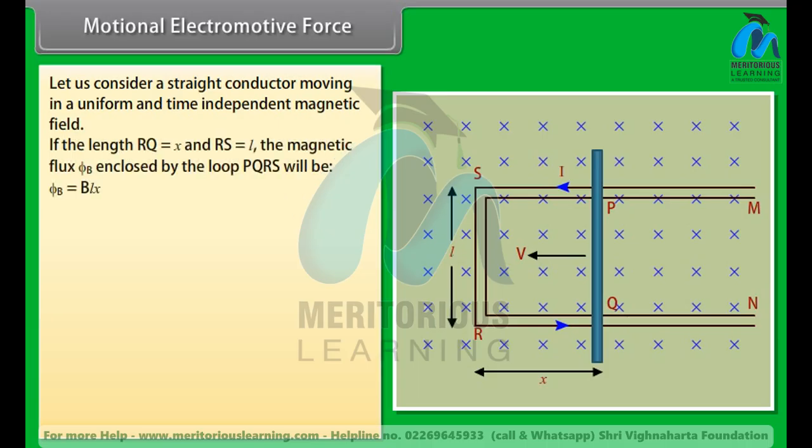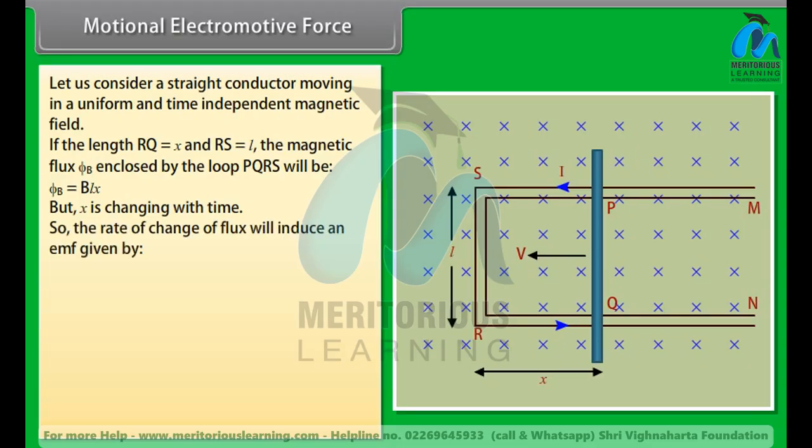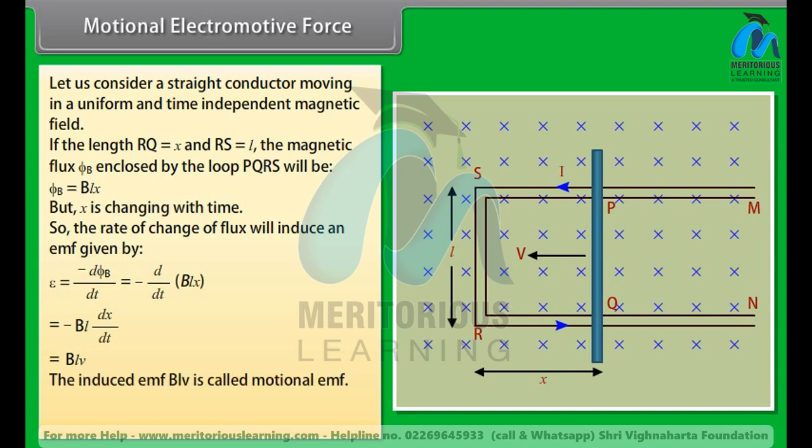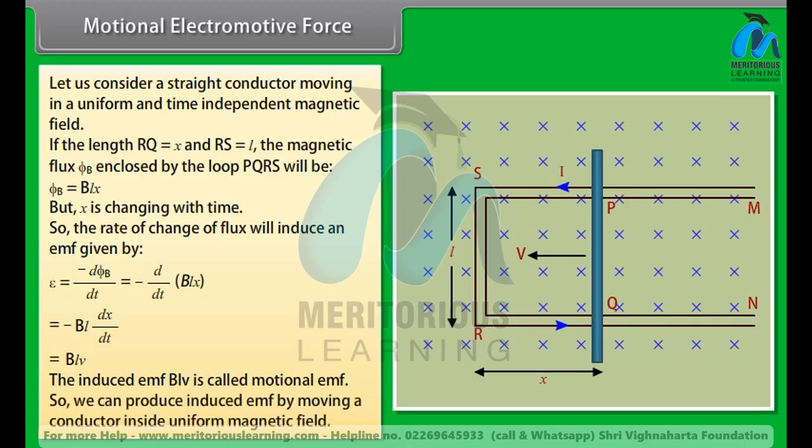If the length RQ is x and RS is L, the magnetic flux phi b enclosed by the loop PQRS is equal to BLx, but x is changing with time. So the rate of change of flux will induce an EMF given by minus differentiation of BLx with respect to time, which is equal to BLv. The induced EMF BLv is called motional EMF. So we can produce induced EMF by moving a conductor inside a uniform magnetic field.